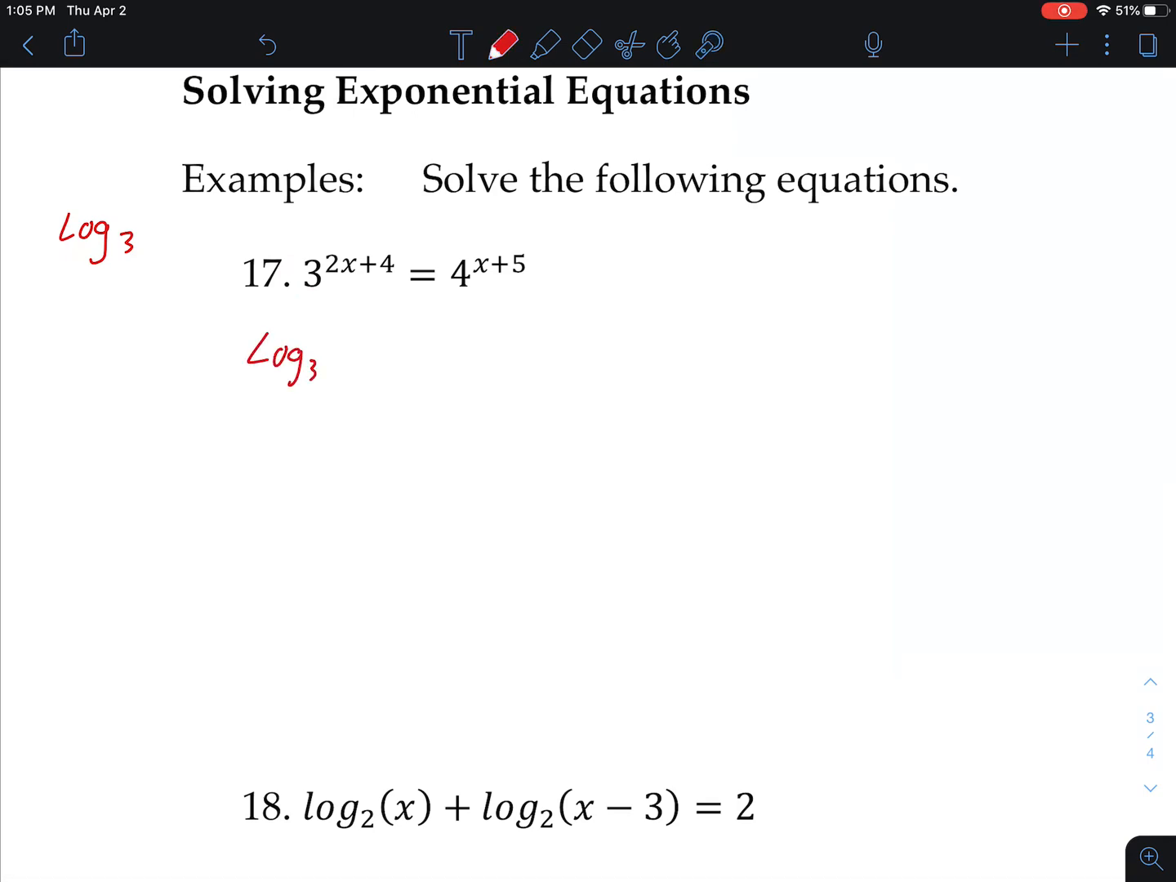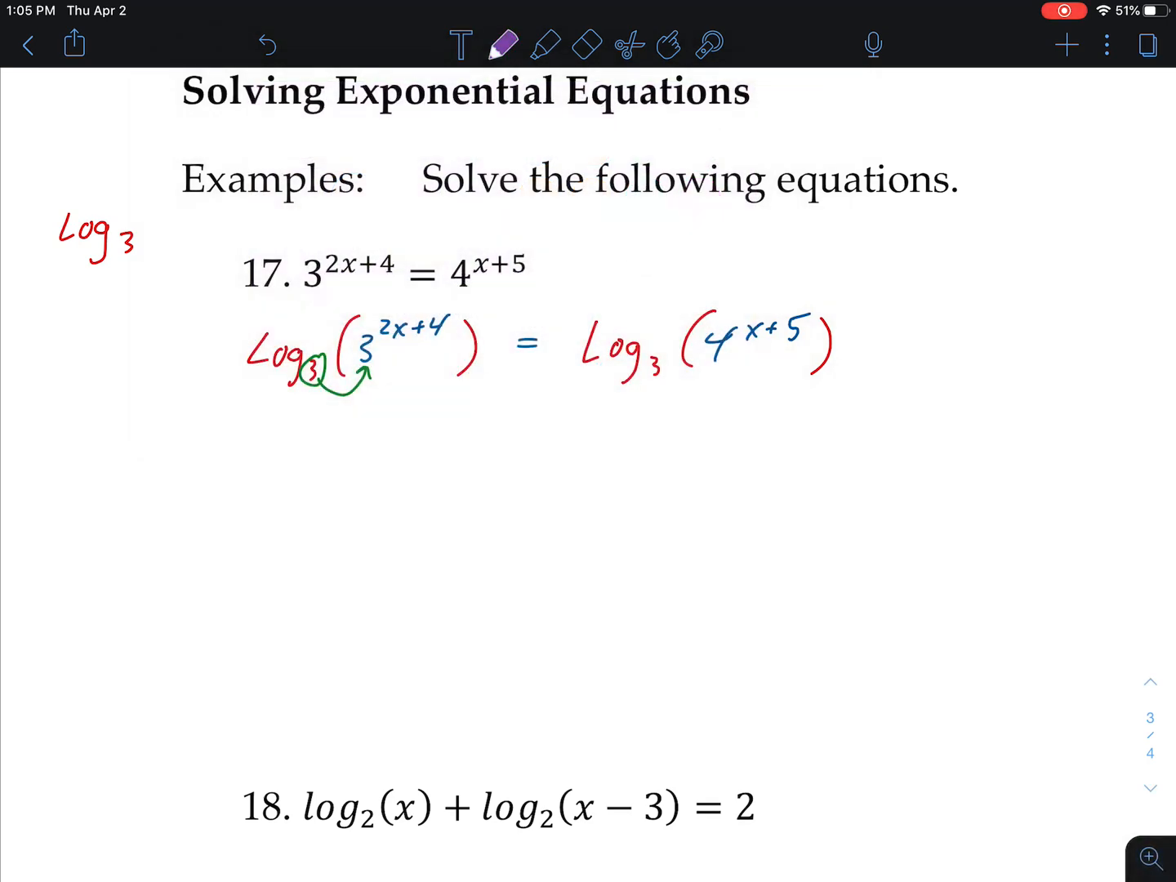Okay, so log base 3 of 3 to the 2x plus 4, and log base 3 of 4 to the x plus 5. Okay, so I just take the log of base 3, which I chose to match that. It doesn't match that, but that's okay. I chose it to match the one on the left.